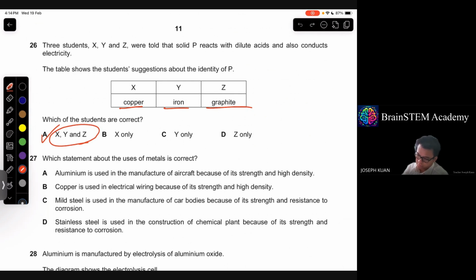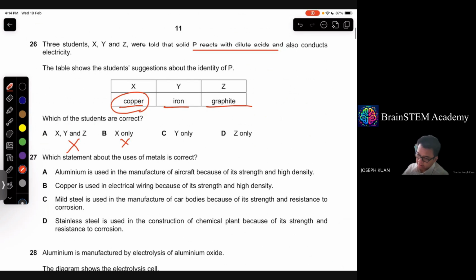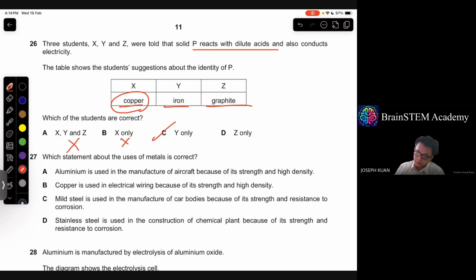Hey, hold on. Pause. But the reaction with acid, oops, my mistake. The reaction with acid, copper will not be able to react with acid because it's less reactive than hydrogen. So the best answer here is C. Iron reacts with acids. Okay, so C is the answer. Copper is less reactive than hydrogen, so it couldn't displace it, couldn't react with acids at all.